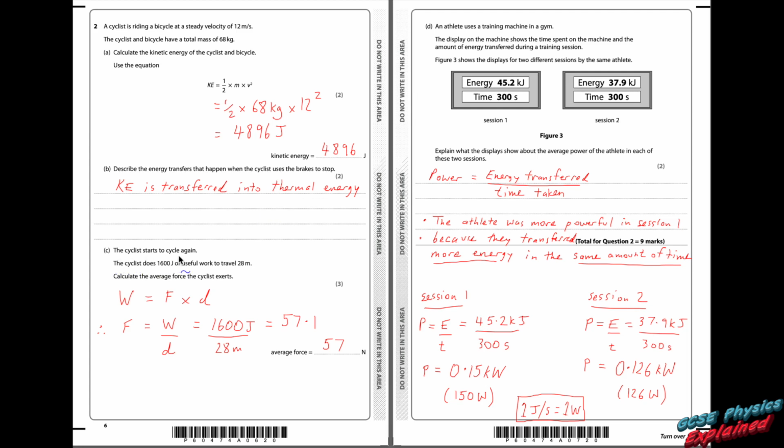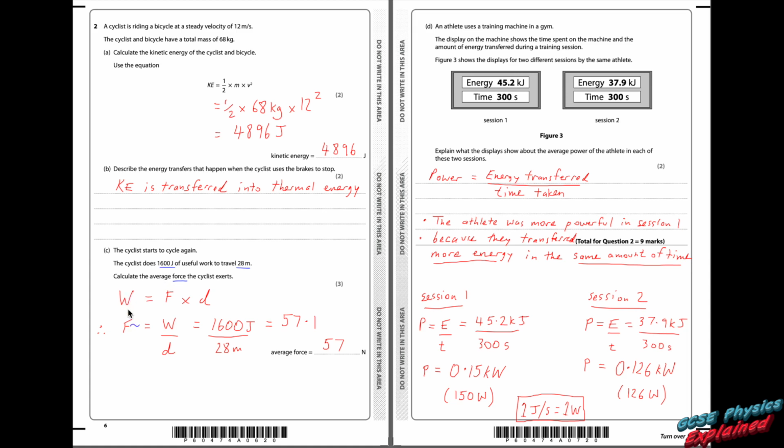Part C. The cyclist starts to cycle again. The cyclist does 1,600 joules of useful work to travel 28 metres. Calculate the average force the cyclist exerts. So we're looking for a force. It's gave us energy and it's gave us a distance. So the energy is the same as the work done.